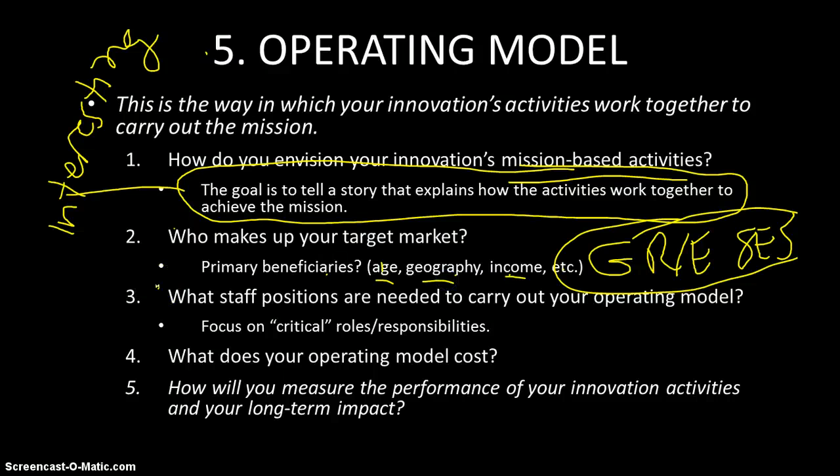Next, what staff positions are needed to carry out your operating model? Right? We've been talking about experts and what people would actually do. This is really important. Who do you need to do this? So for the groups that are working on things right now, as far as I know, none of you live in Cambodia. And yet all of you are proposing things that would take place in Cambodia. So clearly there needs to be some way to get people either over there or to work with people who are already there. What are the positions that we need to carry out your model? Focus on what are the critical roles and responsibilities.